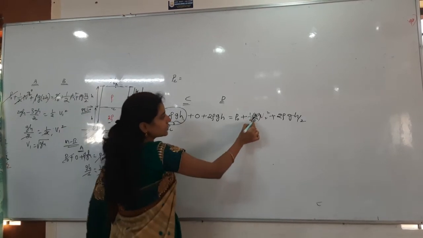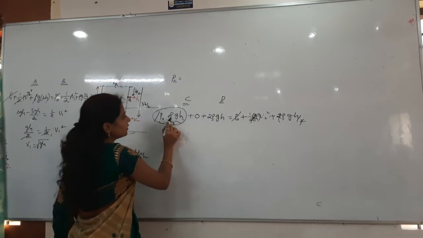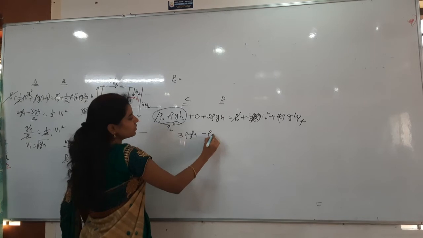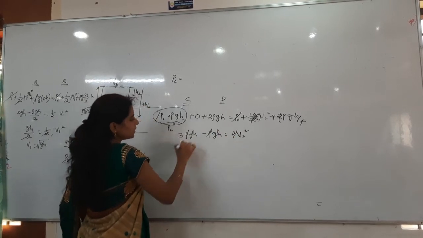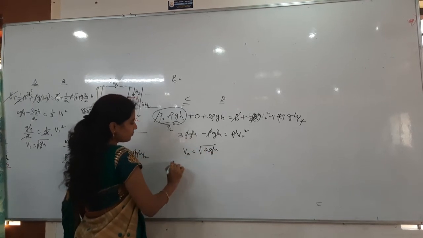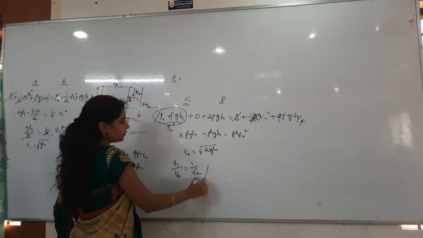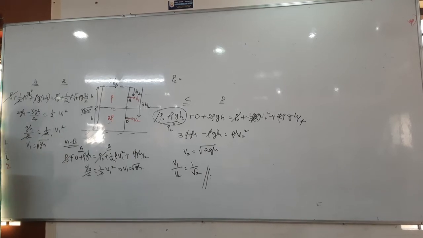Now here everything gets cancelled. P naught also gets cancelled. Then how much is there here? 3 rho GH minus rho GH is equal to rho V2 square. Rho gets cancelled. Then V2 is equal to under root 2 GH. The ratio of the velocity V1 by V2 is equal to 1 by root 2. That's the correct answer. Everybody understood, right?